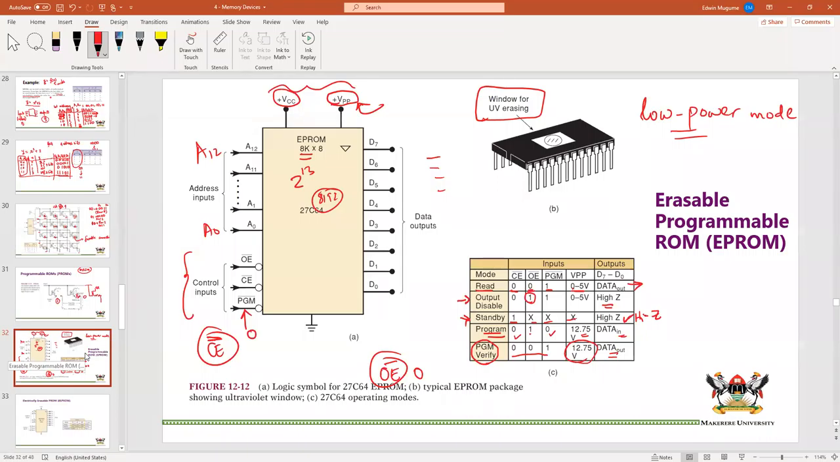However, I say that you should go and see how they store either a one or a zero and are able to erase that using UV light. You expose the memory to UV light and it erases that, and you can reprogram afresh.